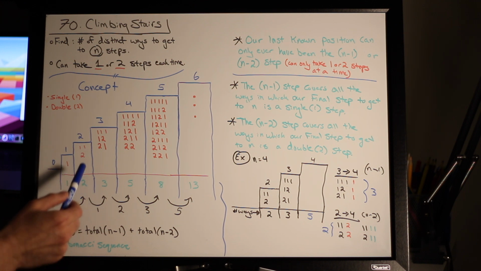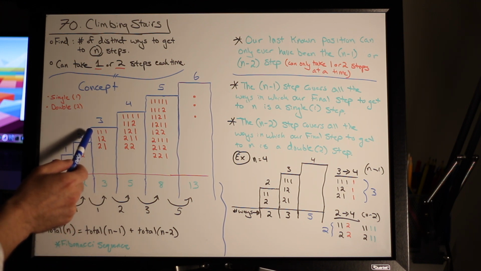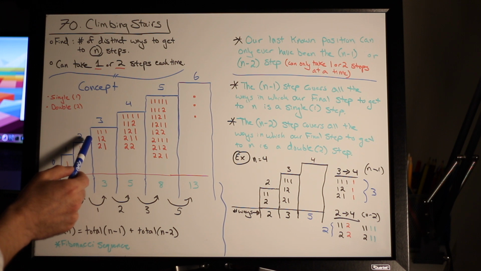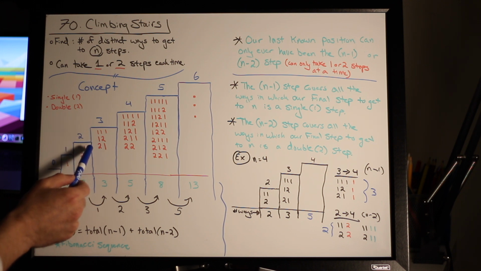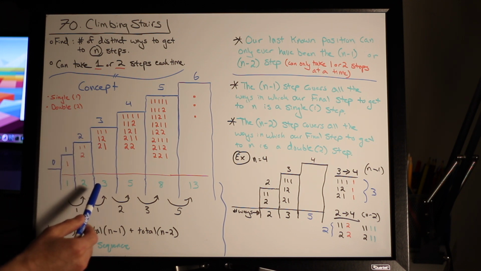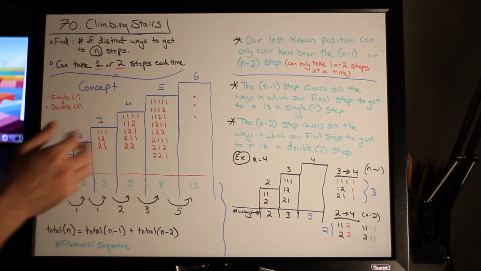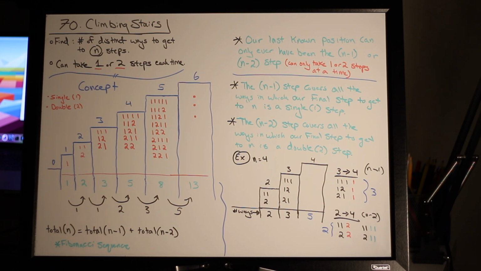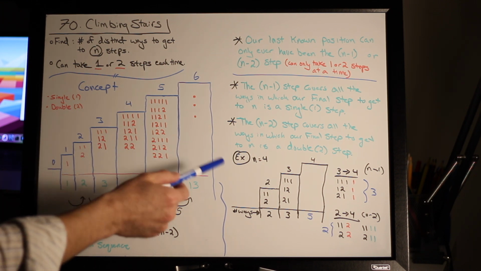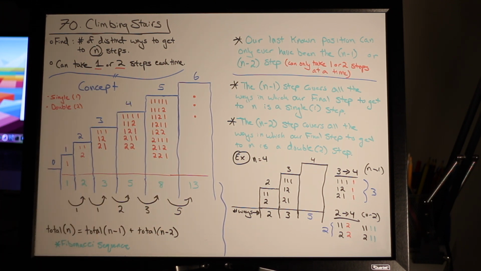For step 3, we can take a single step thrice, or we can take a single step followed by a double step, or we can take a double step followed by a single step, and there's 3 unique ways of getting there. And we can continue this for however many steps we need, but we can see that it gets increasingly tedious writing all this out and more difficult to figure out the paths.